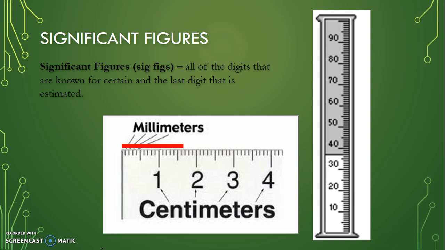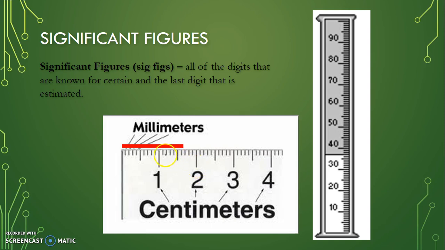Here's your definition. It's all of the digits that you know for certain and the last digit that is guessed in a number. And if I can give you a couple of examples of what I mean by this, measurements are really important in science. So if we have a ruler here and we are measuring this red line, obviously this is not to scale. The purpose of this is just to understand what I mean by a sig fig. If we measure this red line, we know for certain that this red line goes past 1 centimeter. We know for sure that it's less than 2.